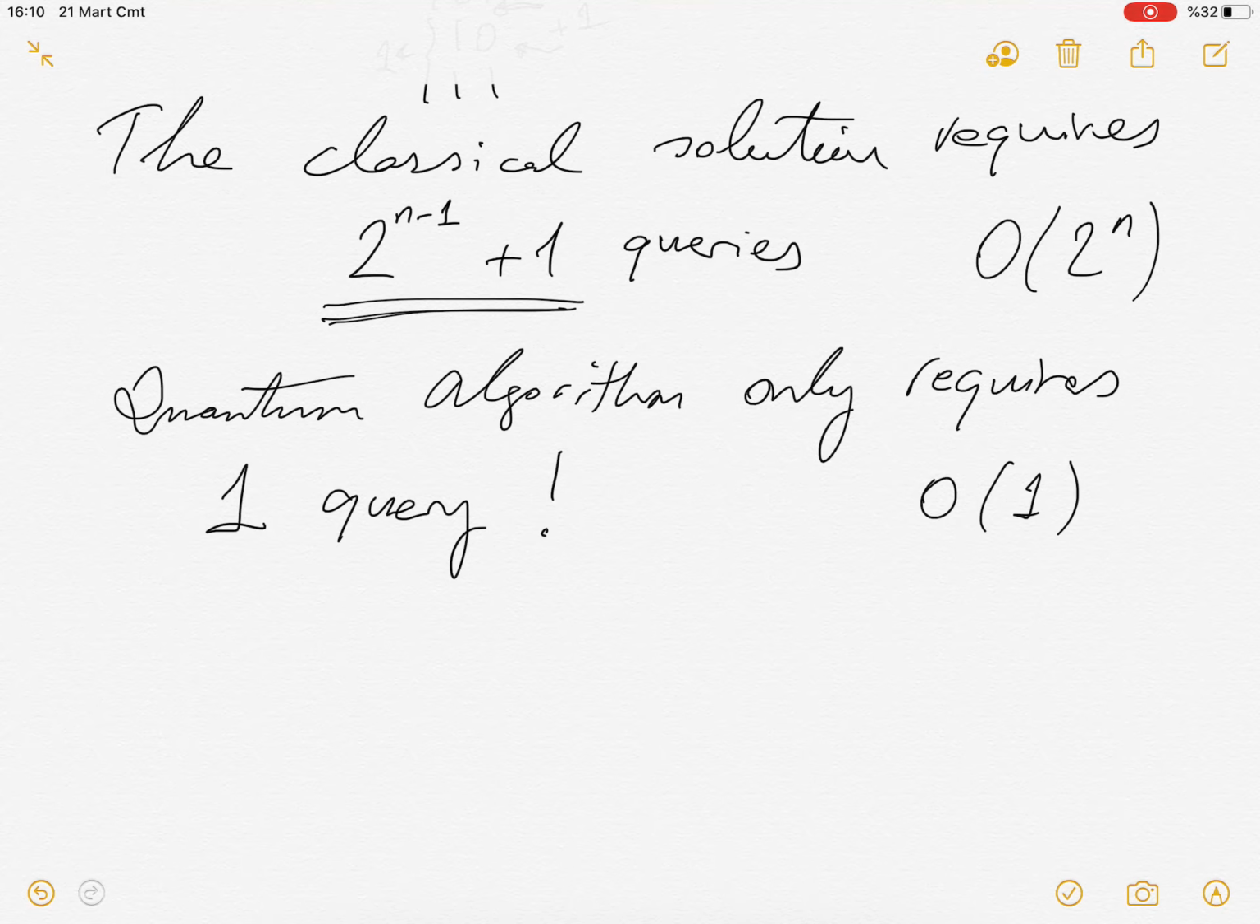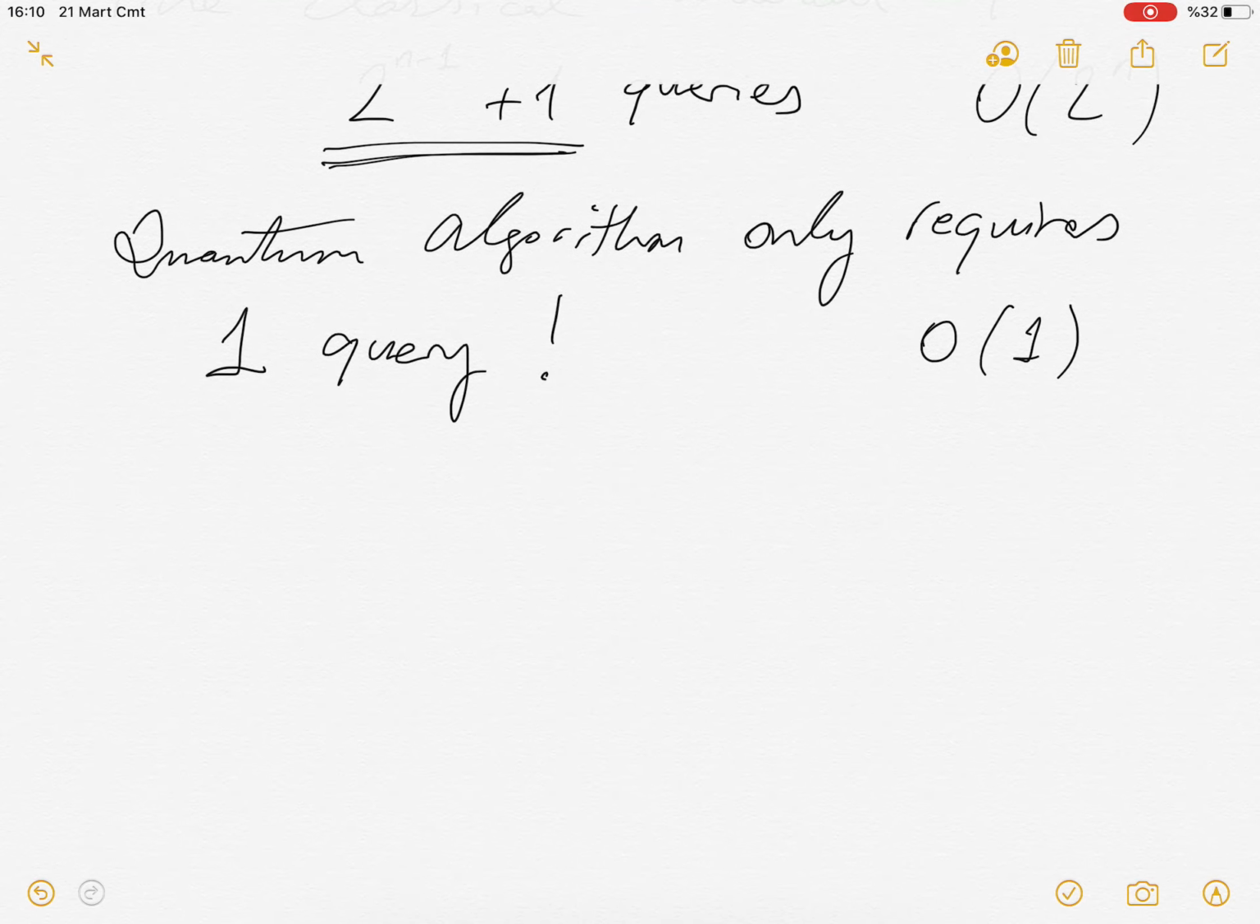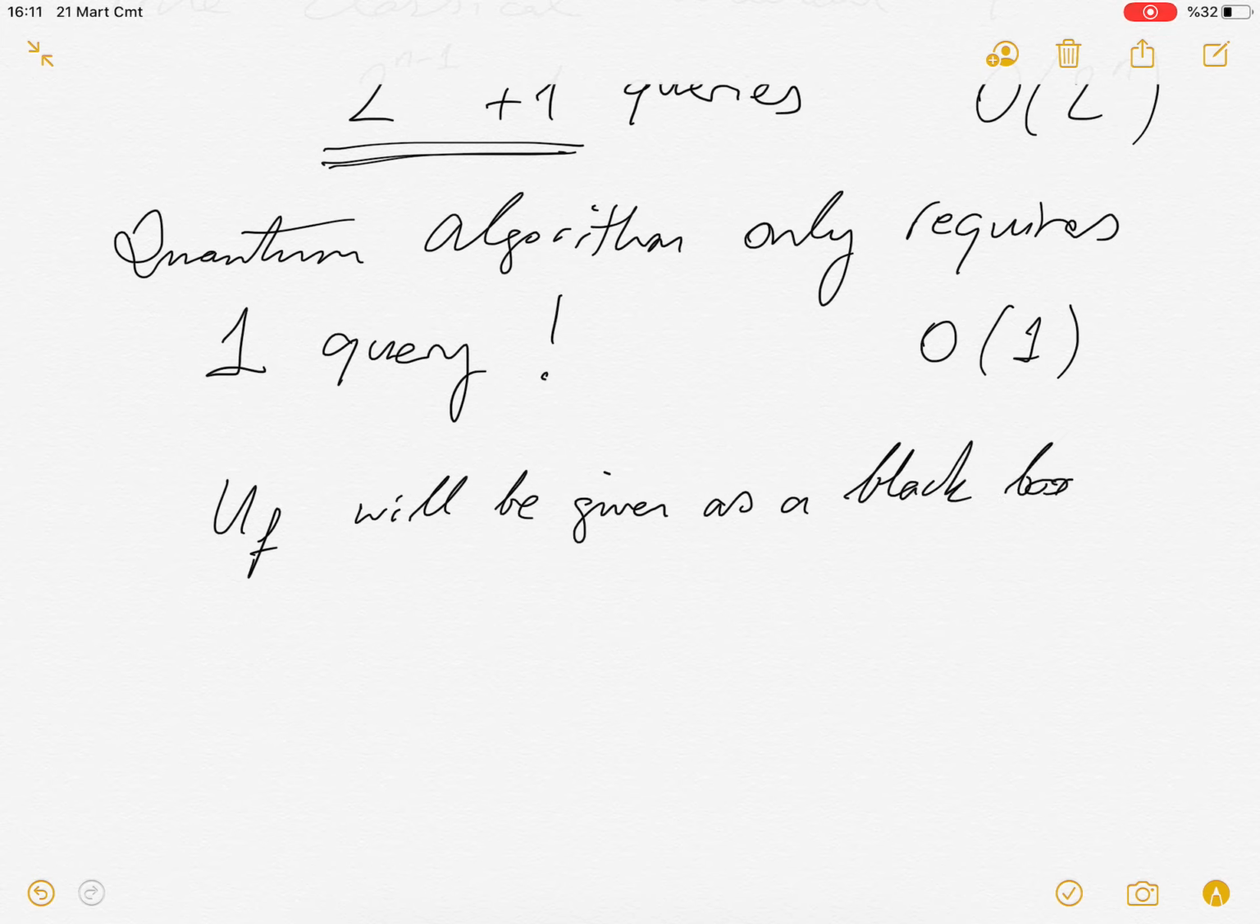So let's see how to solve this problem. Now, f is given as a black box. Of course, we want the quantum version of f, so Uf will denote the quantum version of the function f, and Uf will be given as a black box. That means we can evaluate Uf, but we cannot look inside at how it's defined.